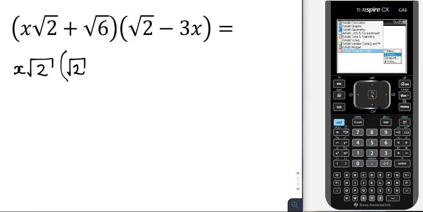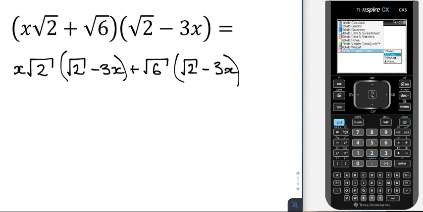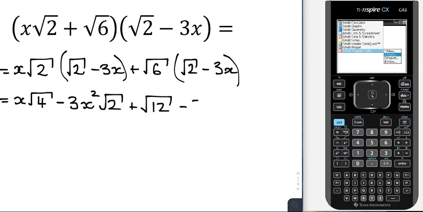Next example, x root 2 plus root 6 and root 2 minus 3x. Again, splitting that first bracket, so x root 2 and root 6, so first bracket split, and then multiplying each of those two terms by this second bracket, so root 2 minus 3x and root 2 minus 3x. Now to expand just like normal, we're going to get x root 4 minus 3x squared root 2 plus root 12 minus 3x root 6. So that is your expansion.